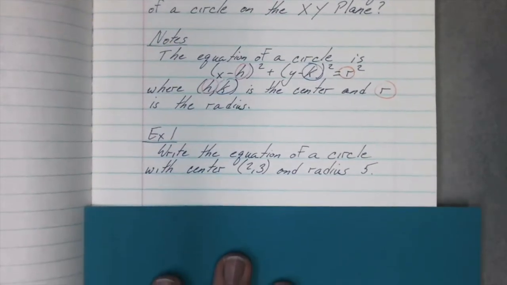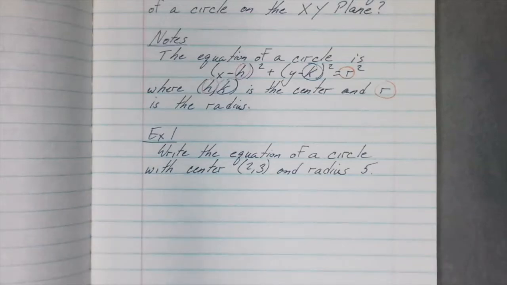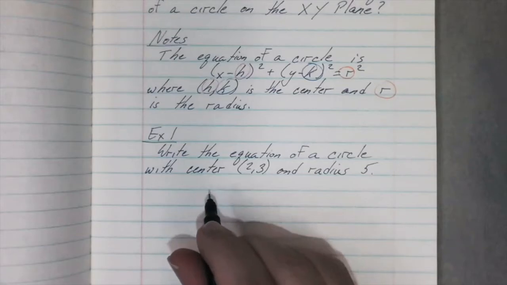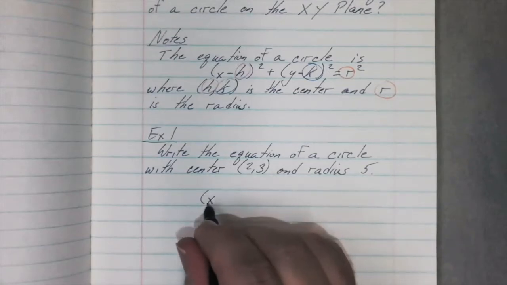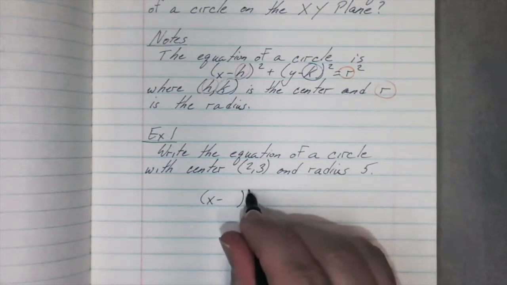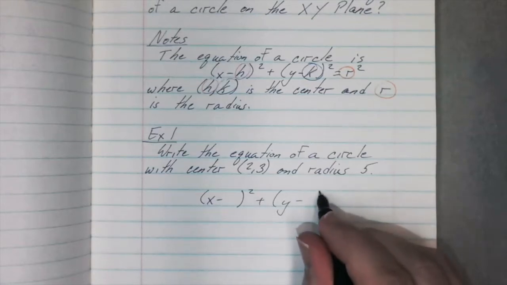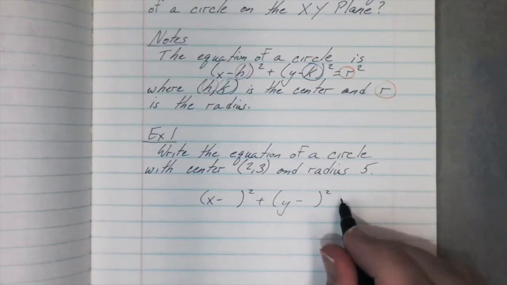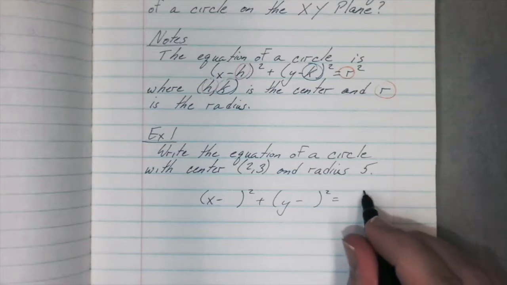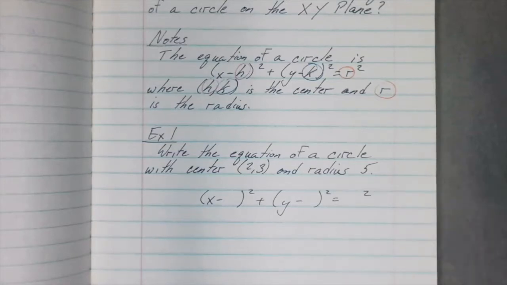We're going to write the equation of a circle with a center of 2, 3 and a radius of 5. I'm going to plug in everything that I normally would here. So I'm just going to have, well, it's x minus, I'm going to leave that blank because I'm going to fill it in, plus y minus, again leaving it blank because I'm going to fill it in, and equals, again leaving it blank because I'm going to fill it in.